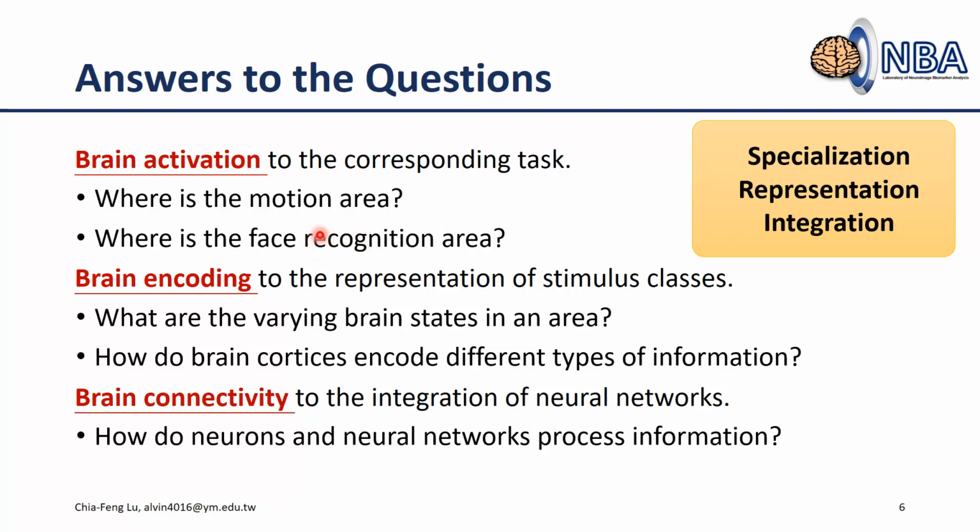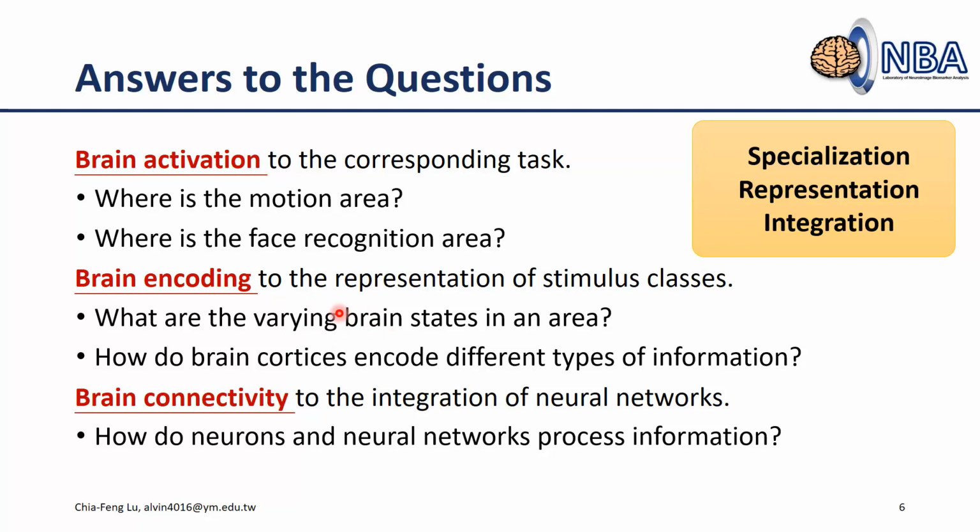This is a specific region or area that is responsive to motion or face recognition. It's called brain activation. But when you ask this kind of question, what are the varying brain states in an area? That means the activation level in an area can be very different to different stimuli. For example, the cat and the dog pictures are very different. So in this way, we can only say that this region is highly associated with the motion or motor task or something. But in this question, we will say this area has multiple tasks or multiple functions.